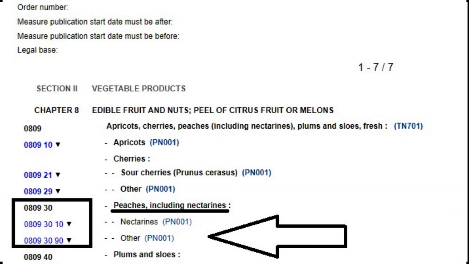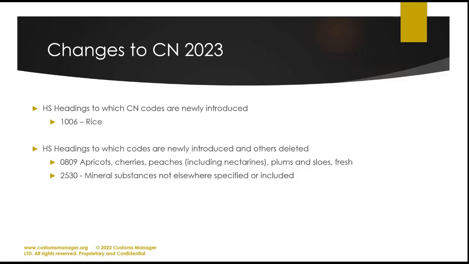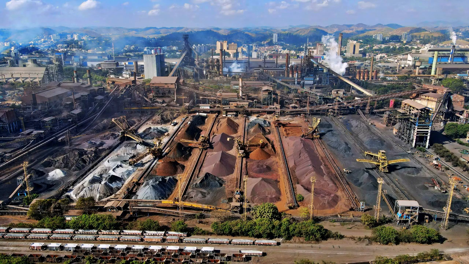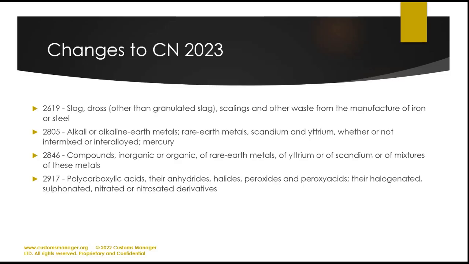But remember, we are changing in 1006. So this is where we're newly introducing something that wasn't there, a species of rice, for example, newly introducing some whilst deleting others. And that we'll find in apricots, but also in mineral substances in 2530. This goes on: slag, dross, etc. in 2619. We have changes there.